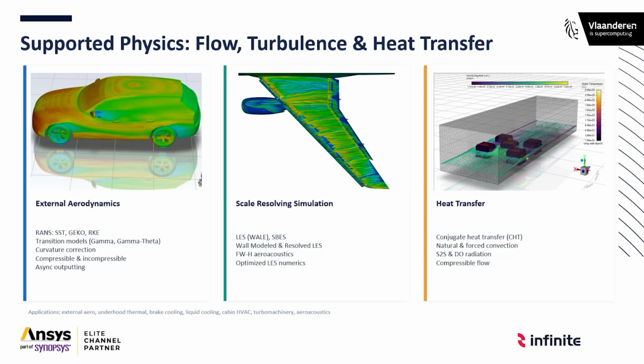In terms of heat transfer, conjugate heat transfer, so solid and fluid regions together, can be solved. Both natural and forced convection due to compressible flow, and surface-to-surface radiation and discrete ordinates radiation can be solved.